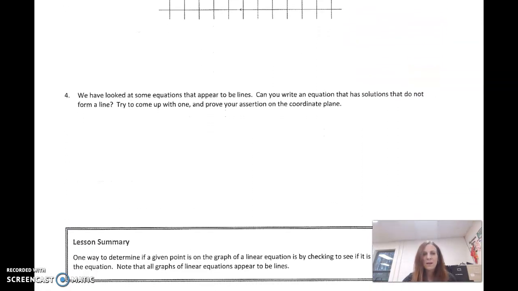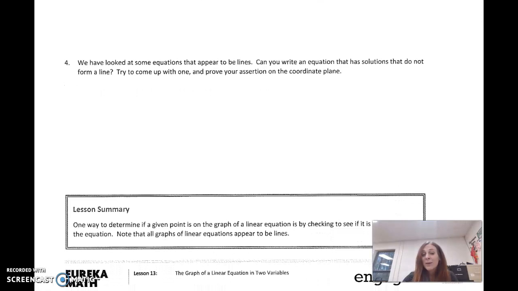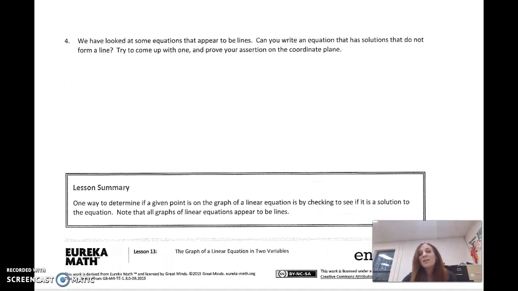All right. We've looked at some equations that appear to be lines. Can you write an equation whose solutions do not form a line? Sure. Anything that has variables that aren't to the first power. Now this one's to the first power, but that one isn't. Y to the third plus x to the second equals 1. If you have at least one variable term that's not to the first power, it's not linear. Let me show you a quick example of why that is.